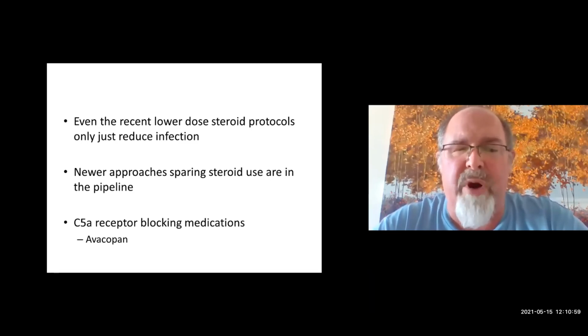And there are many new approaches coming around which are trying to spare steroid dose. One of these is a medication that blocks C5a receptor called avacopan, and it has just received TGA approval. And I might just say it's just, not just in time, but just because many were not agreeing with the study.